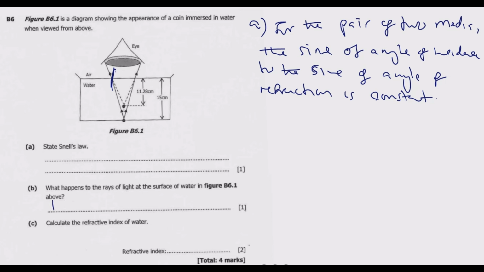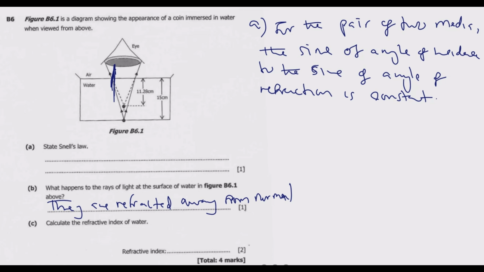So they are refracted away from the normal line, which is this one. So remember, if the rays are coming from the less dense to a more dense medium, they are refracted towards the normal. If they are coming from the denser to the less dense medium, they are refracted away from the normal.